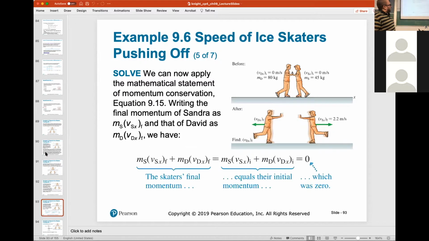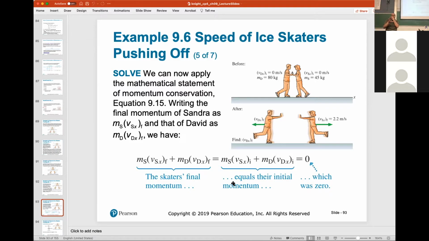And I can say, all right, the skater's final momentum has to equal their initial momentum. So momentum before has to equal the same as momentum after. And this is the same way that rockets work, right? So when a rocket is traveling, the thing that makes it accelerate faster is it basically throws a bunch of mass this way. And if it throws mass that way, then it pushes the rocket the other way.